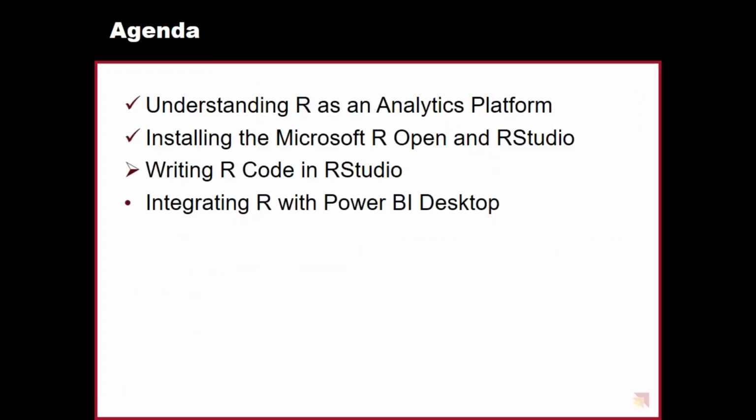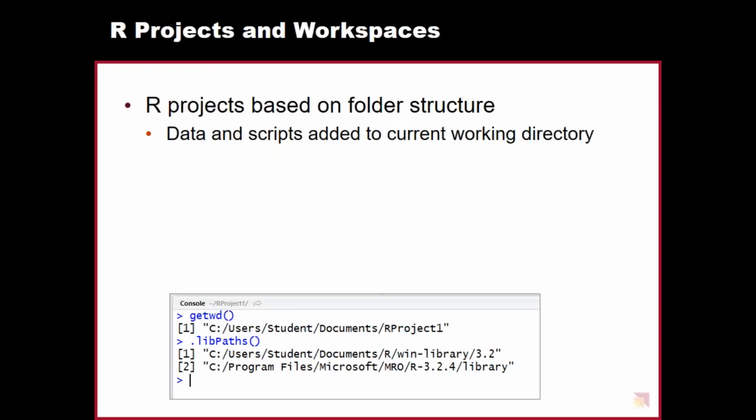Now, the next thing we're going to look at here is writing some code. Let's go through some samples and see how we start writing code. When you start working with R, you're going to have a folder structure, and every folder can be seen as its own project or its own working directory. Data and scripts can be added inside there. You can call getwd to get the working directory. And then there are also library paths. When you install packages, they get downloaded inside there.